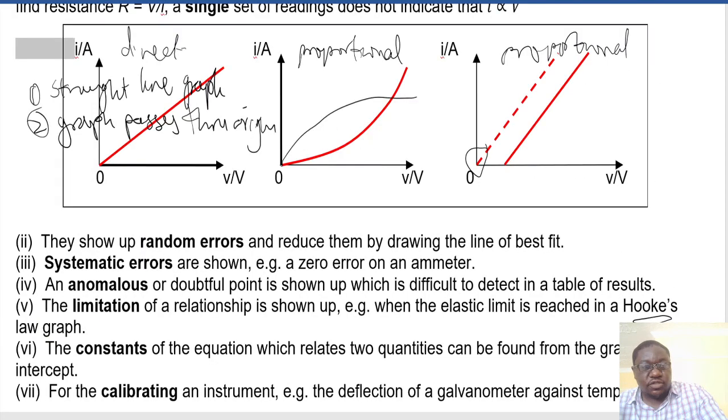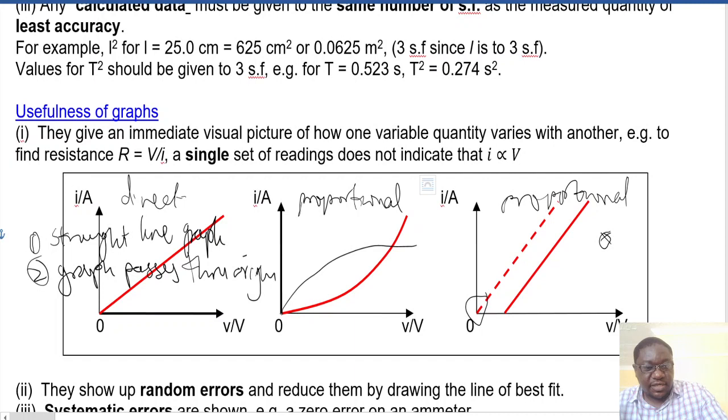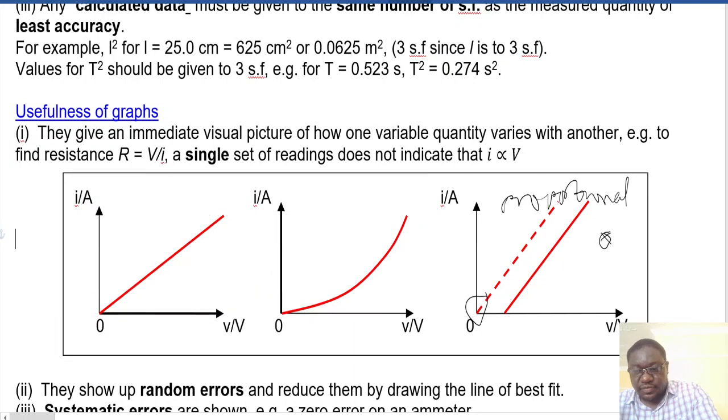So suppose, using this as a calibration curve, there is a current X for which you want to find the potential difference associated with that. You can then identify that. So that's using the graph as a calibration curve.